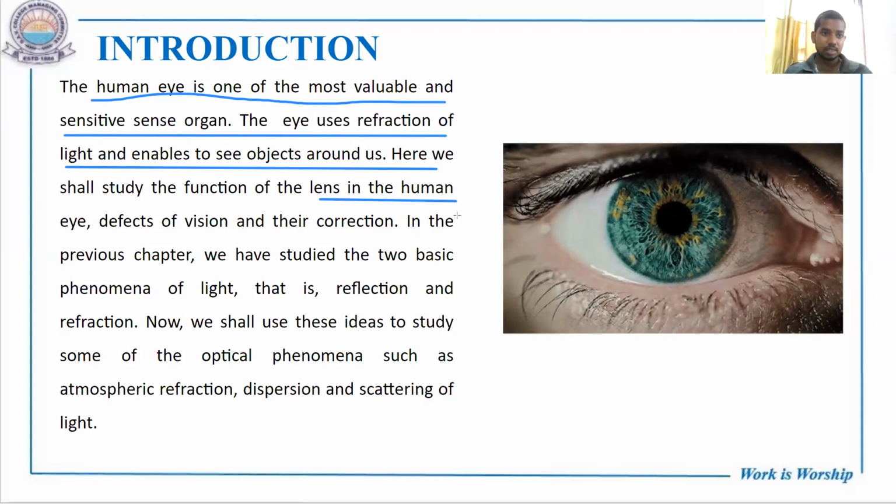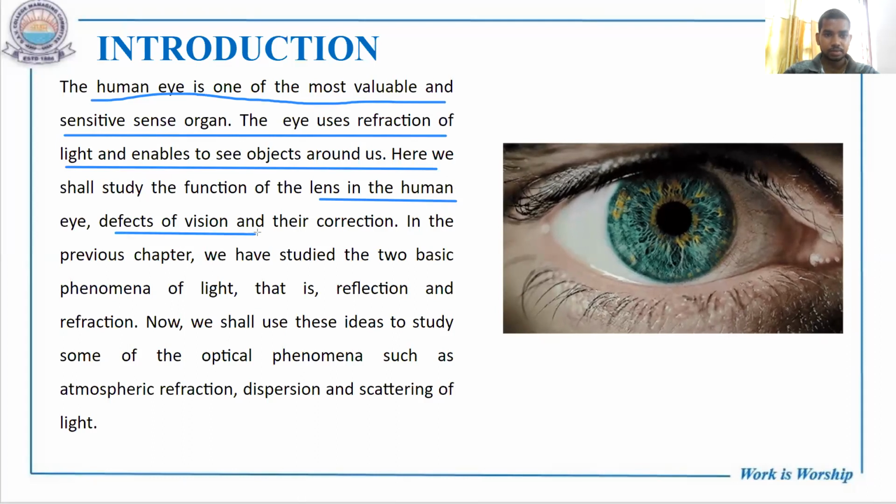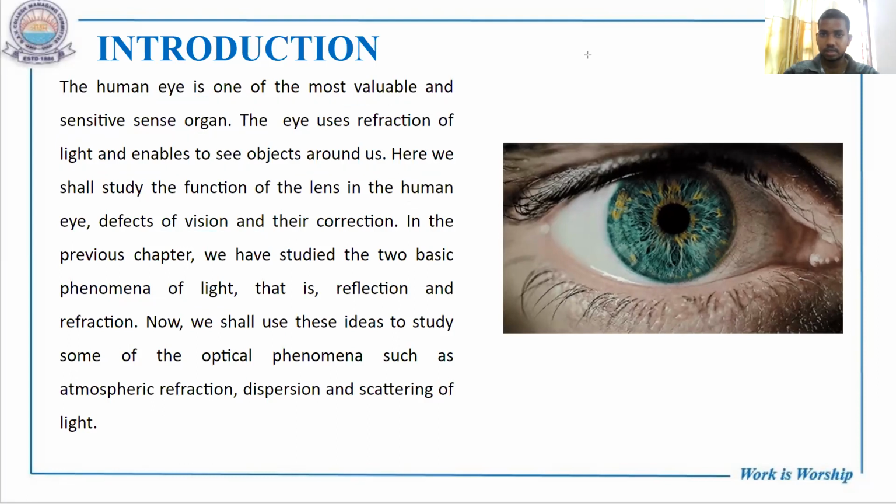And how this process is achieved by our eye lens, and which part is responsible for that action, we will study today. Okay, so let us see here, and we'll also study eye defects, defects of vision and their correction. Using refraction of light, we'll study how the human eye helps us to see objects clearly. So hope this part is clear to all of you. We'll move to the next part.